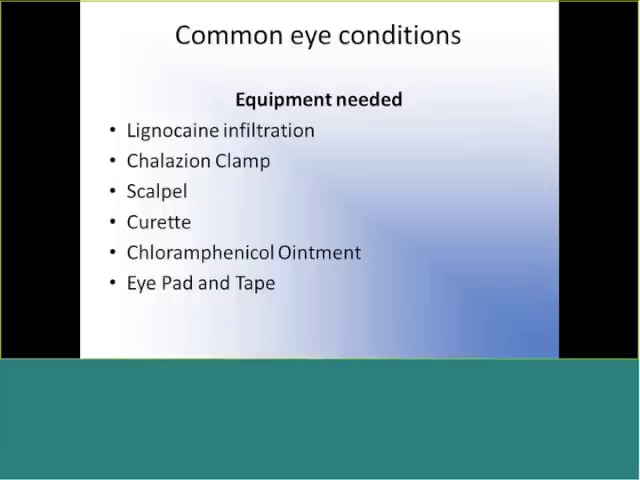And for that, we use a local anesthetic, lignocaine, with some adrenaline. So 2% lignocaine with adrenaline. You would infiltrate the lid. And then I'll show you, we use a chalazion clamp and a scalpel to incise the chalazion. And then we use a curette to try and curette out as much of the pus in that chalazion.